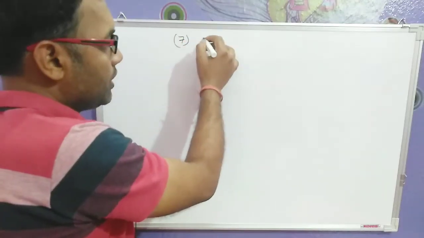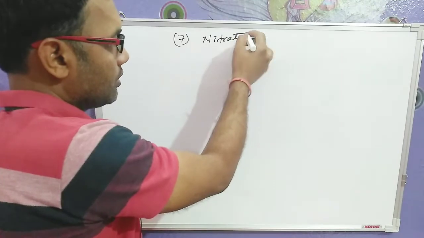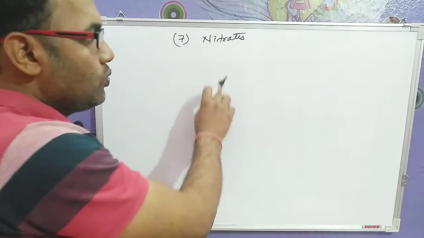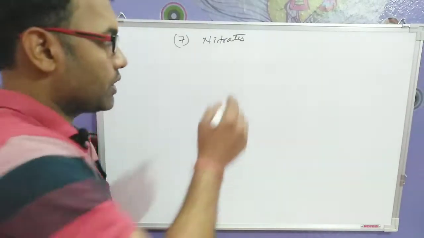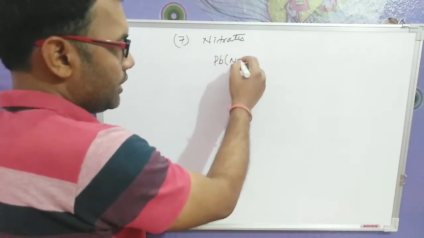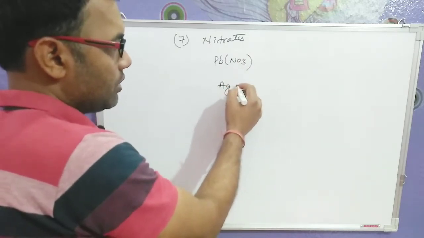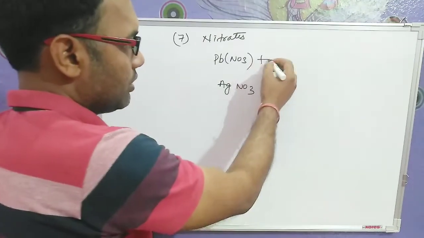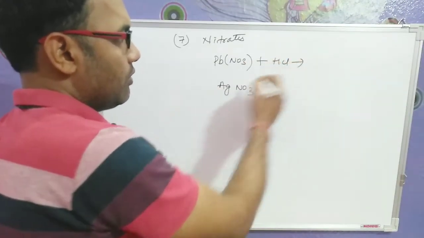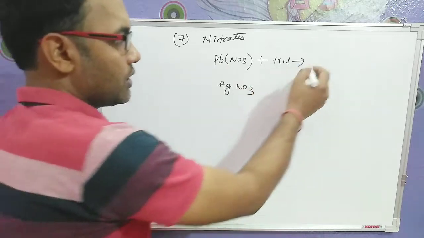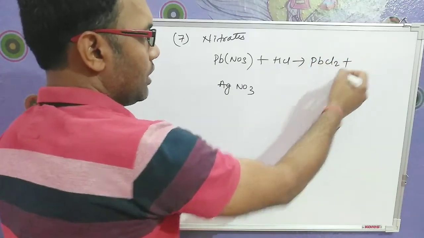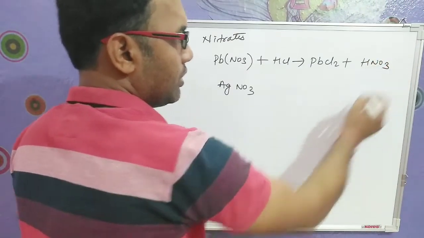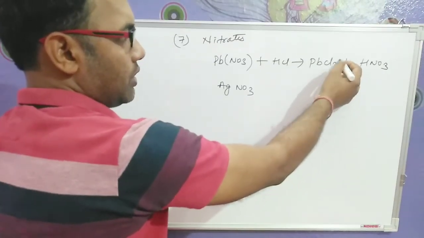The seventh equation will be reaction with nitrates. Okay, and for your board point of view, there are two reactions which are very important. The first one is lead nitrate and the second one is silver nitrate. Okay, both of them we will individually see the reaction. Lead nitrate plus HCl will give you a salt. What is that salt? PbCl2. And what is formed as a byproduct is the acid HNO3. Okay, and this is also a precipitate.